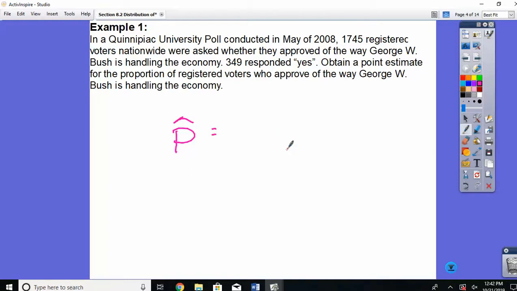Even if I hadn't taught you anything today, what would you think you should do here? 349 over 1,745. And you would be correct. So if we divide that, you get 0.2. So that is our point estimate. Based on the sample, we see about 20% of the voters approve. Okay, so our p hat, that's all it is. Seems easy enough. Good.